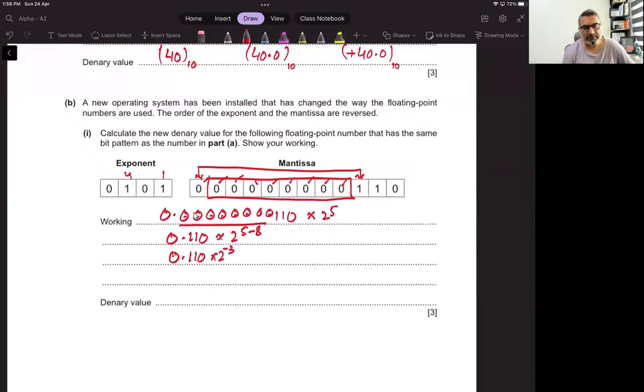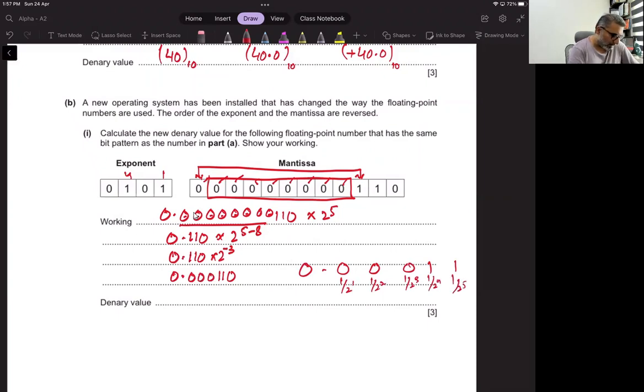So this minus 3 means that the point will now move towards the left 3 times. So now this will become 0.000110. This is your answer. So you can write it: 0.00011. So this is 1 over 2 to the power 1. This is 1 over 2 to the power 2. This is 1 over 2 to the power 3. This is 1 over 2 to the power 4. This is 1 over 2 to the power 5.